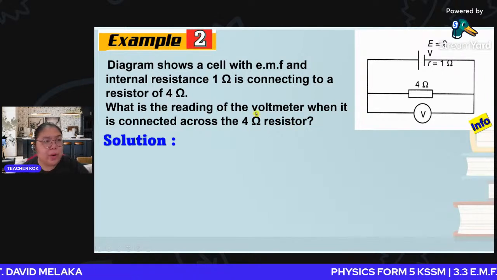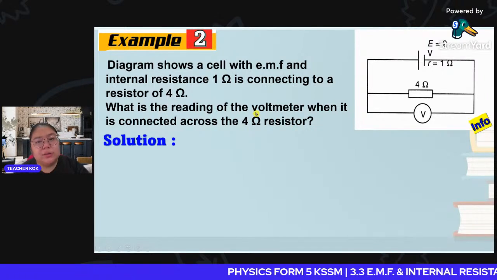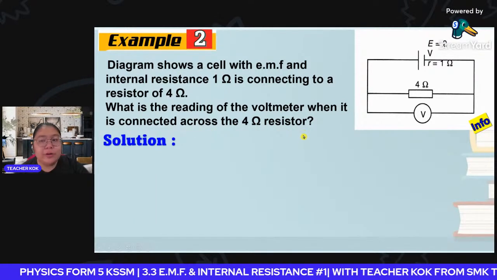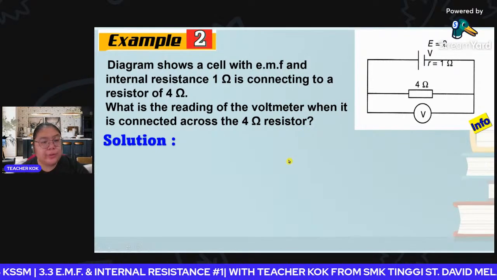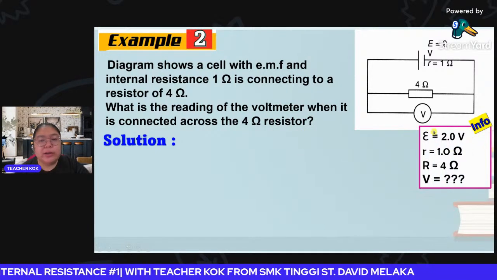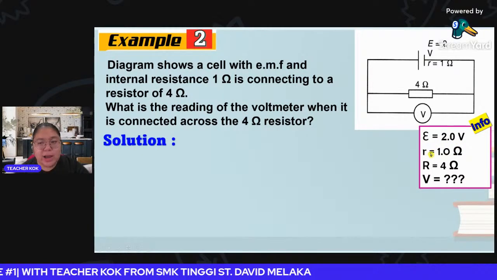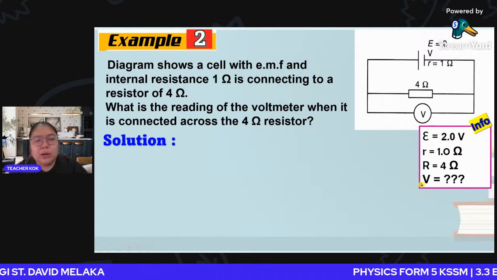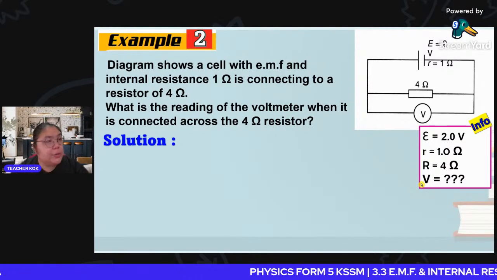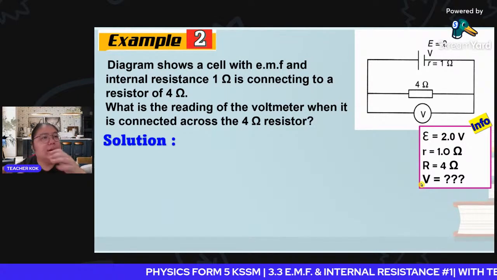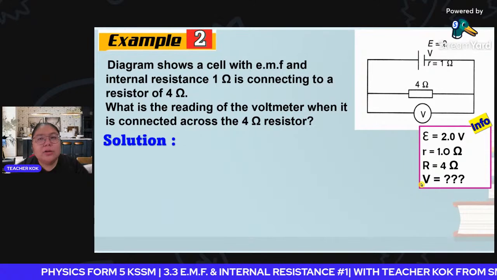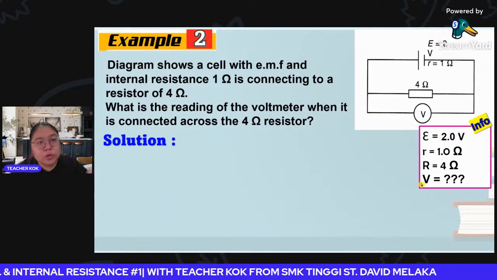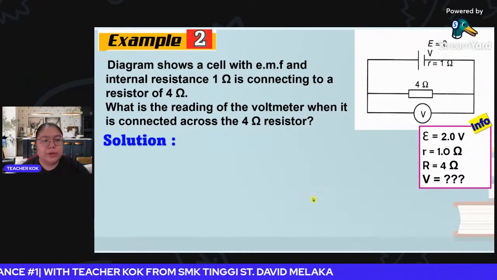Okay, actually what do they want to find? They want to find the potential difference, because they say when it is connected across the 4 ohm resistor. So from here we write the info first. We have EMF, internal resistance, external resistance, and we want to find the potential difference. So what formula do we have for potential difference? Actually, it's V equal IR, is it? But we do not know the current. So we have to think of another formula that has potential difference and also EMF.